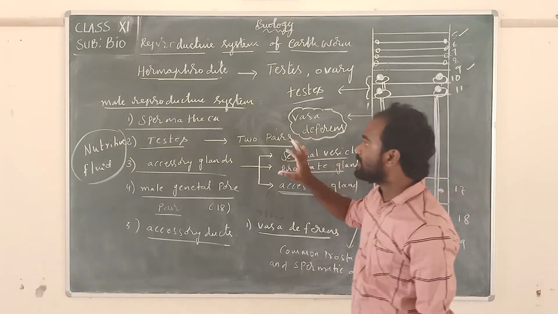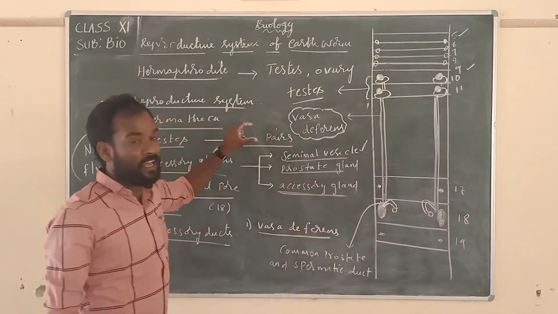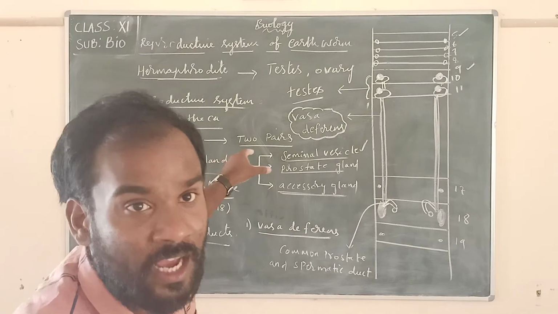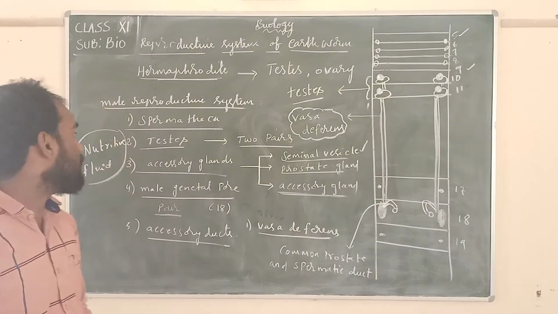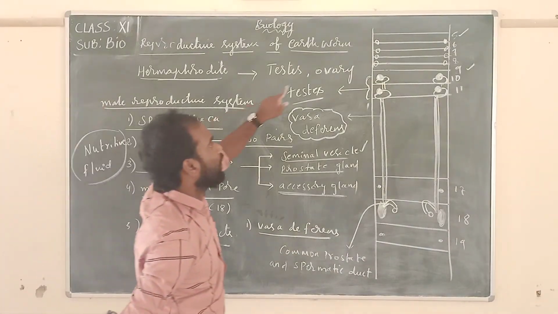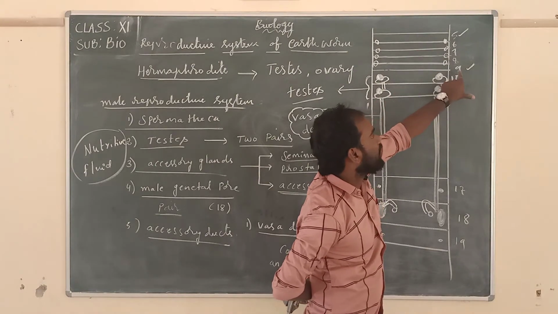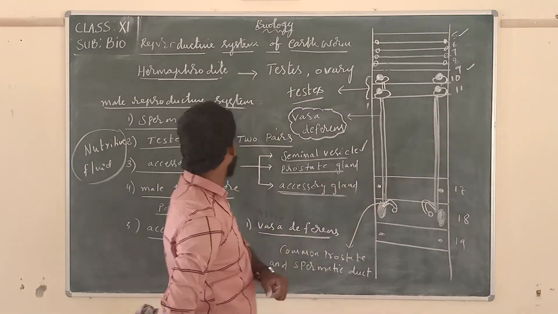So these are the parts present in the male reproductive system of the earthworm. And I already told you the location: spermatheca from the 5th to 9th segment in the intersegmental region.